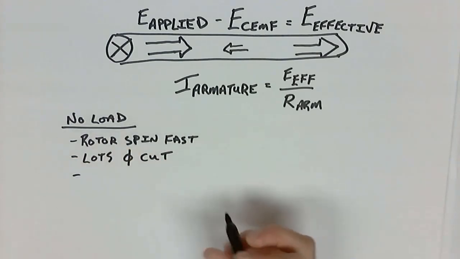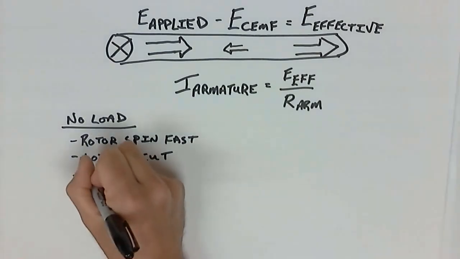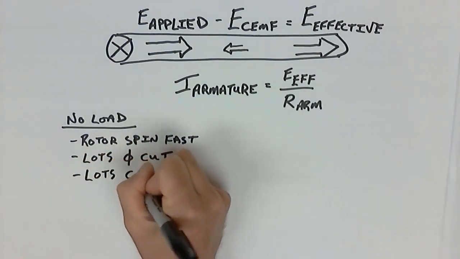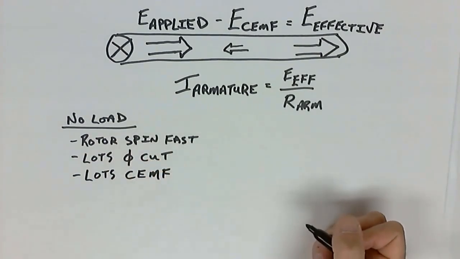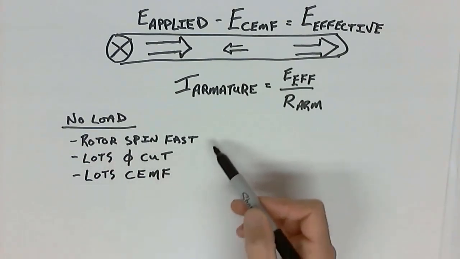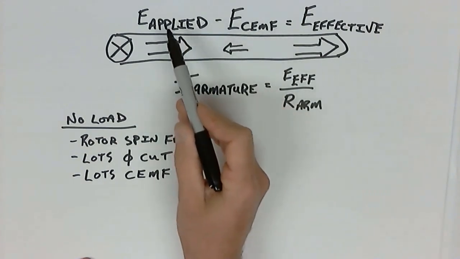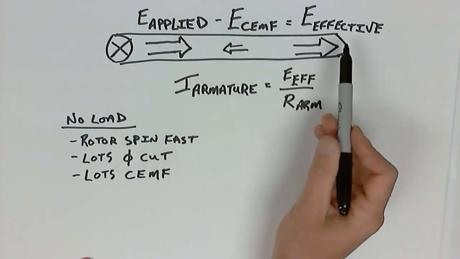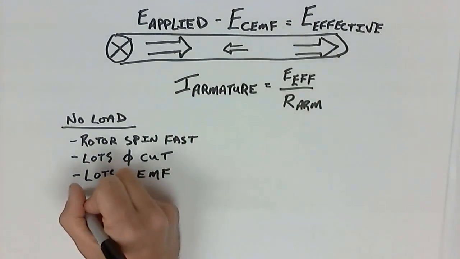And if it's cutting lots of flux at a really fast rate, that means there's going to be lots of counter EMF. And if there's lots of counter EMF, E applied minus counter EMF equals E effective. That means the E effective will be rather low.